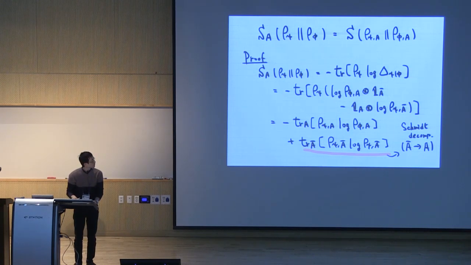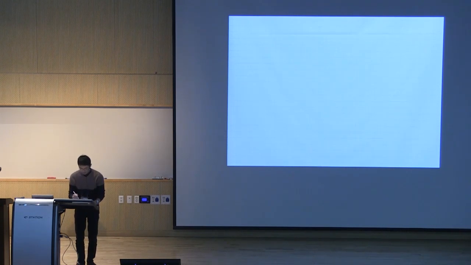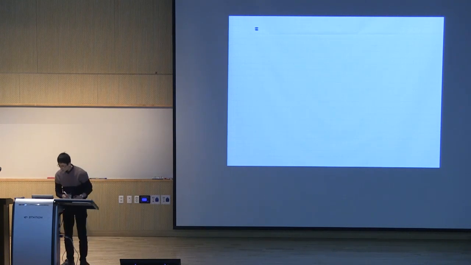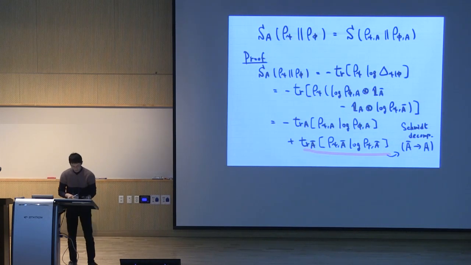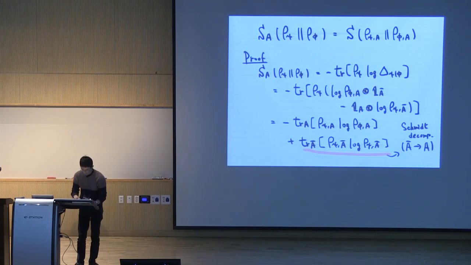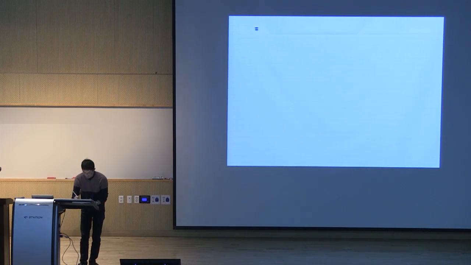So finally, what we get is that this is the end of the proof. Once you flip the role of A and A bar in the second line, then you end up with the original definition. Okay, for safety, let's just write everything.